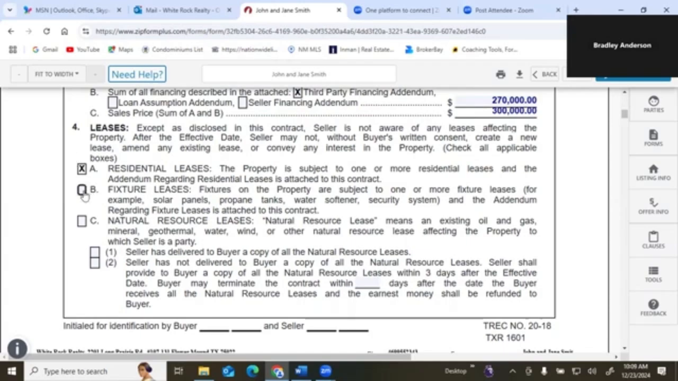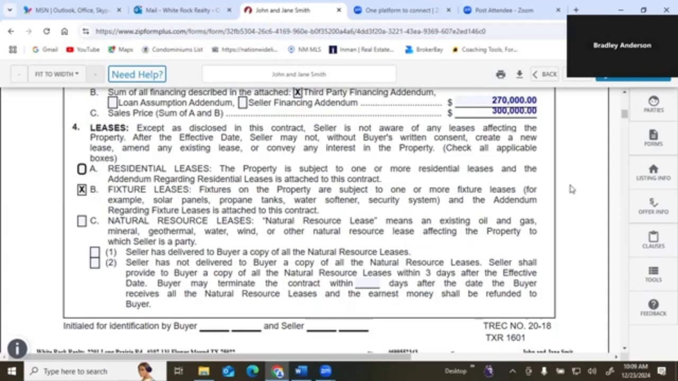The other option is a fixture lease. Fixture lease might be, as they say here, solar panels, propane tanks, a water softener, a security system. The one that creates the most headaches are solar panels. Because a solar panel, they can be either owned outright, they can be leased, or the seller could be in a situation where they've purchased them, but they're making payments.